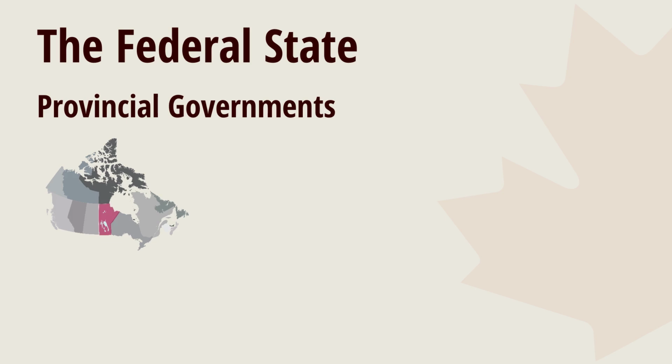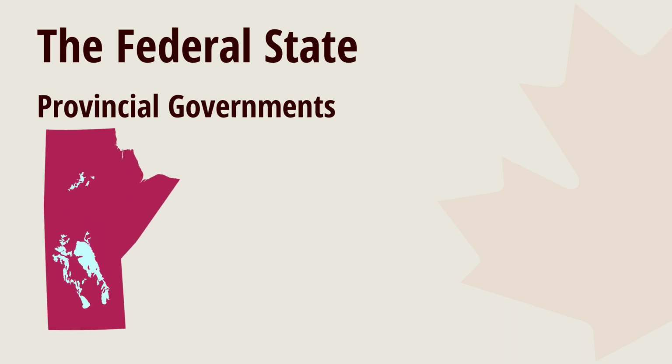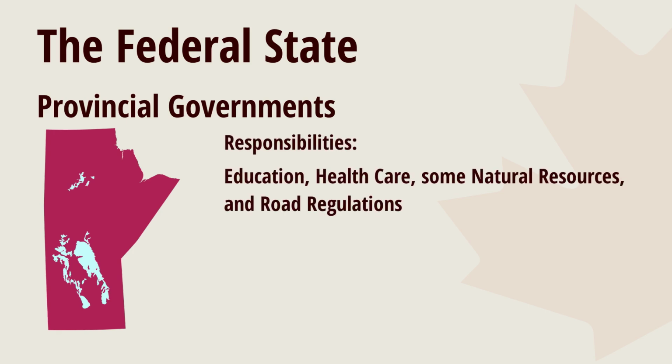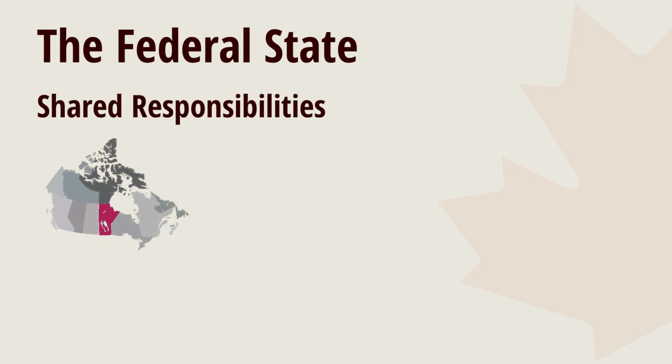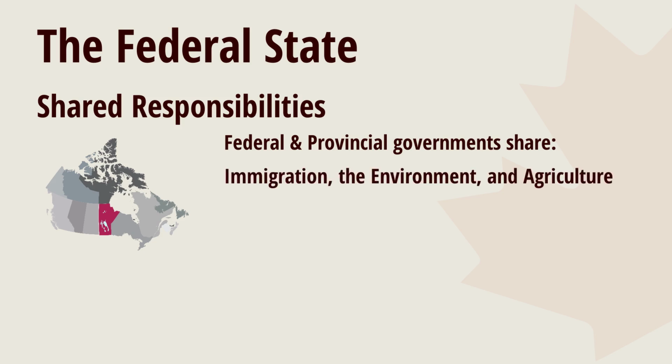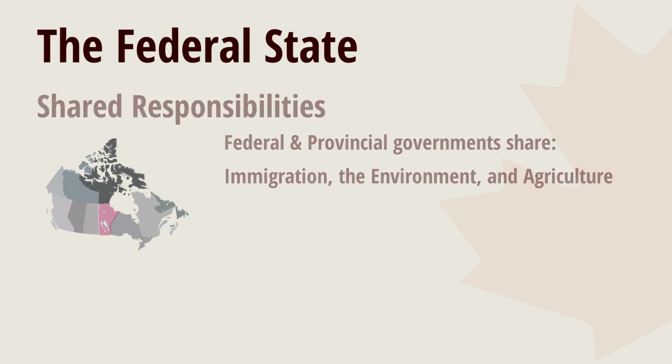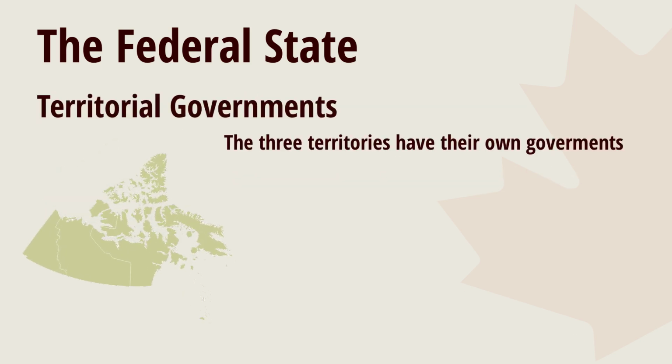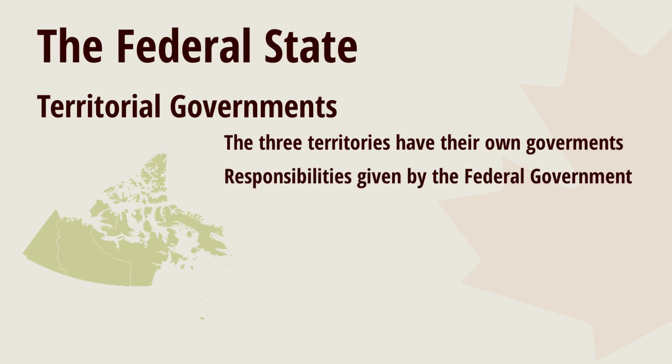Second, the provincial level and the territorial level. In each of the 10 provinces in Canada, the provincial government is responsible for areas listed in the Constitution Act of 1867 as well, such as education, healthcare, some natural resources, and road regulations. Sometimes, the provincial government shares responsibility with the federal government. Some examples where the federal and provincial government share responsibilities are immigration, the environment, and agriculture. The 3 territories have their own governments with responsibilities that are given to them by the federal government.